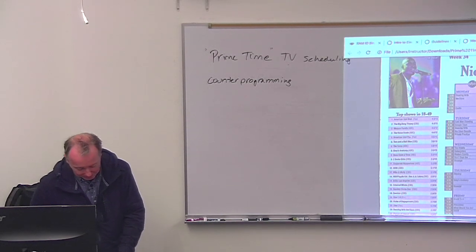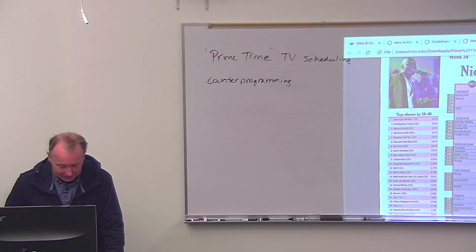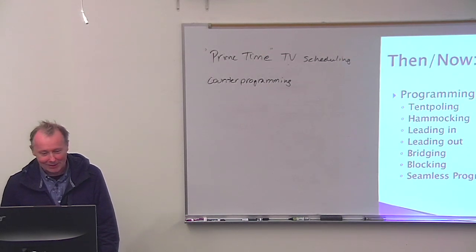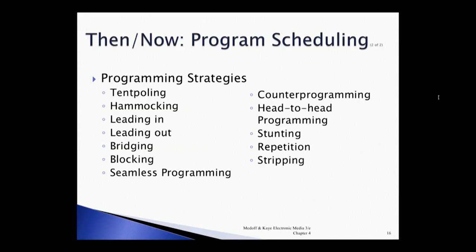It's a little more dangerous to play because you clearly come out the loser at that point. What else have we got? Okay, tent poling and hammocking. So these are very intuitive categories. That's why I like these.